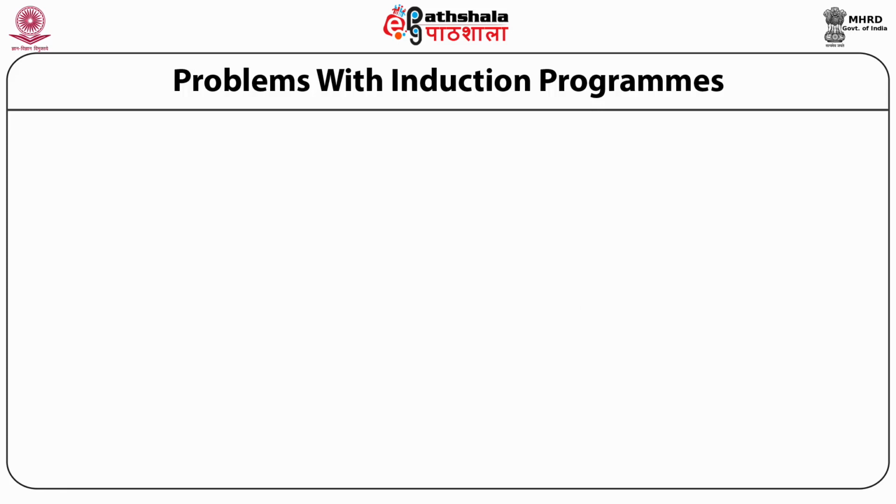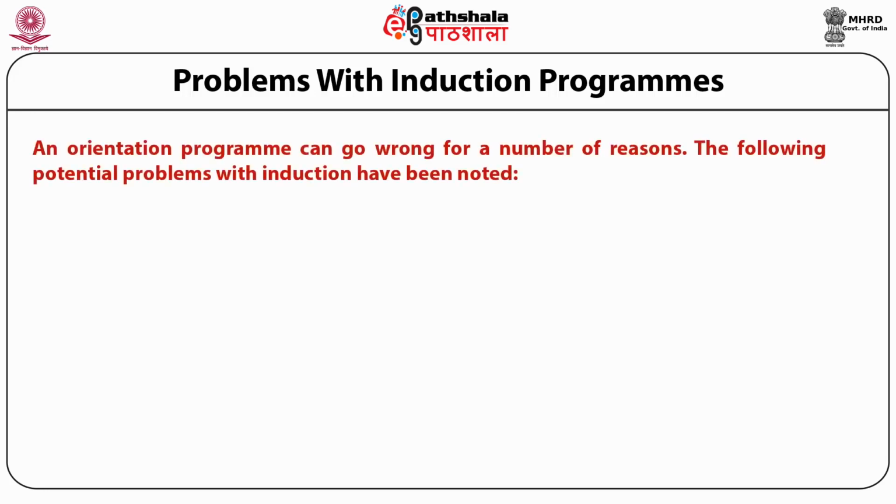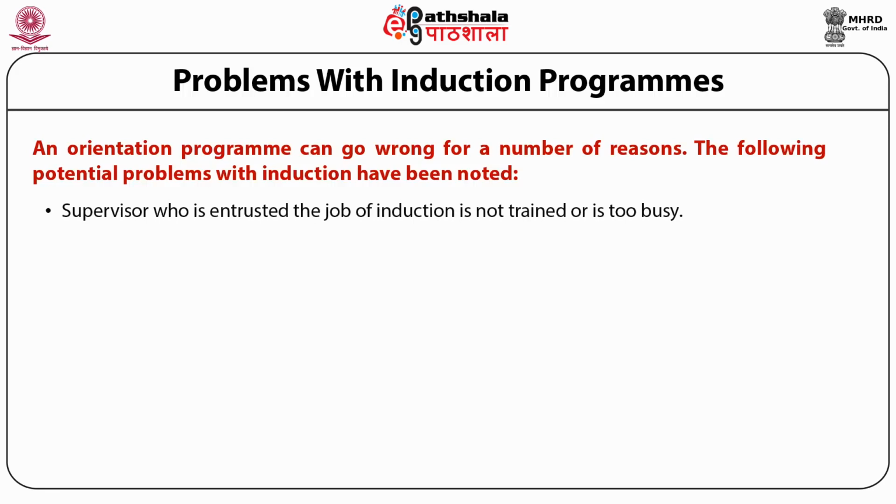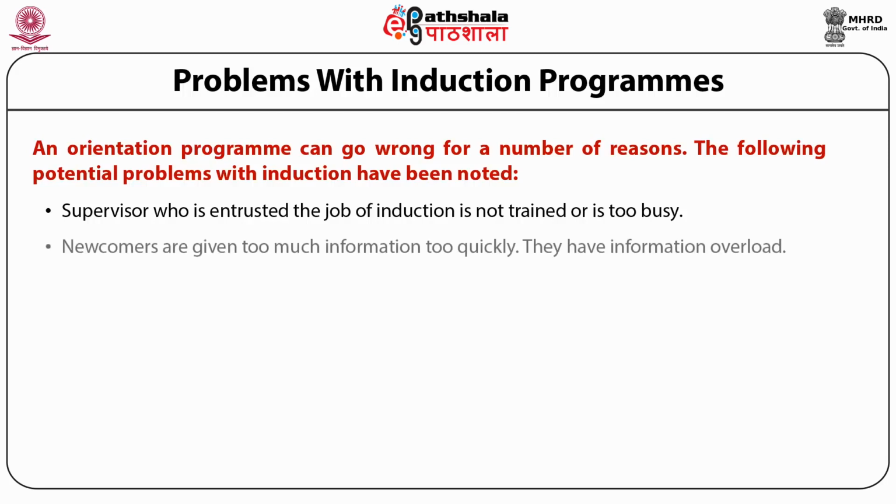Students, after going through the points to be avoided during induction program, now we will focus on problems which are faced or which are created during the induction programs. An induction program can go wrong for a number of reasons, and experts suggest the reasons are: first, the supervisor who is entrusted the job of induction is not trained, and sometimes he is very busy. He doesn't find time for the induction program. Newcomers are given too much importance or information too quickly.